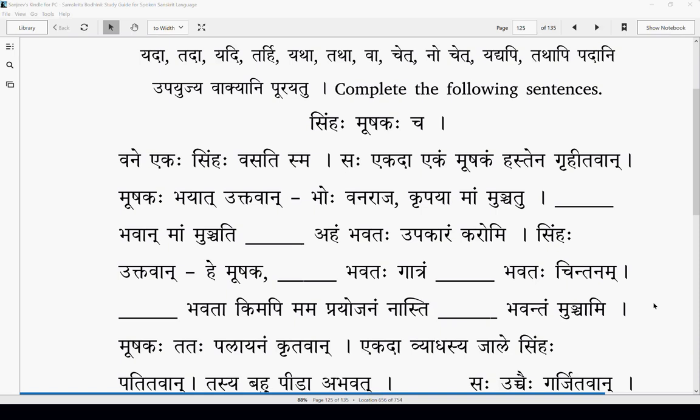Okay, next one. Who wants to continue reading? Nirmala, can you read next? Dash dash bhavata kimapi mama prayojanam nasti, dash dash bhavantam munchami. So here what is the meaning? Bhavata means by you. Kimapi mama prayojanam nasti. I don't have any use of you. Prayojanam is use.